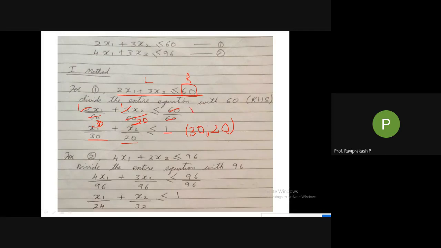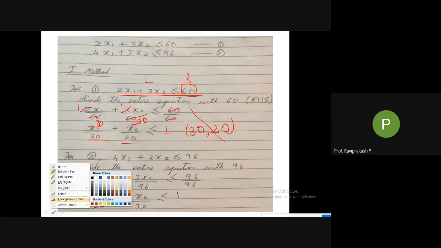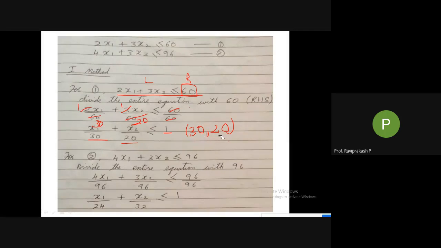Then I have to draw that particular line. So I'll remove that particular line, this I don't want here. So this is 30 comma 20. This is one of the points, or one of the lines where I am drawing. So 30 and 20. Fine.